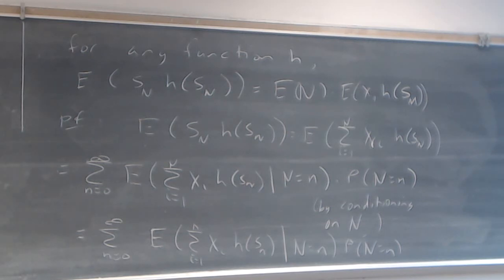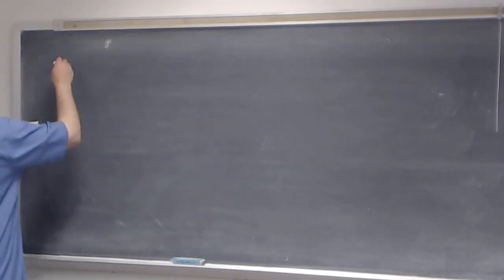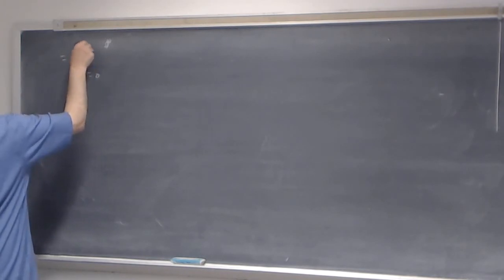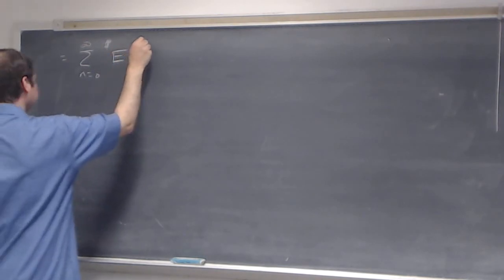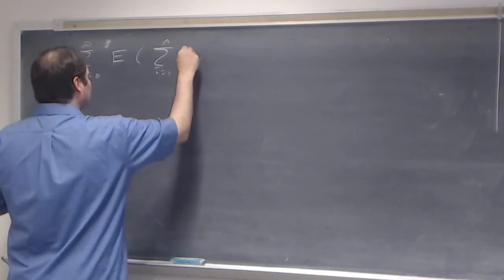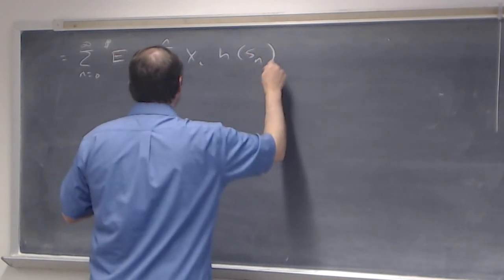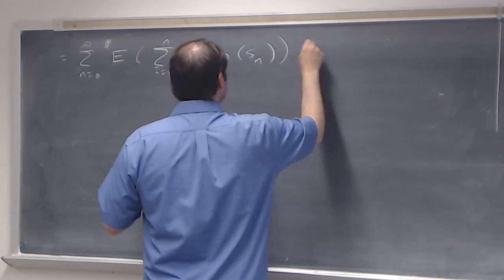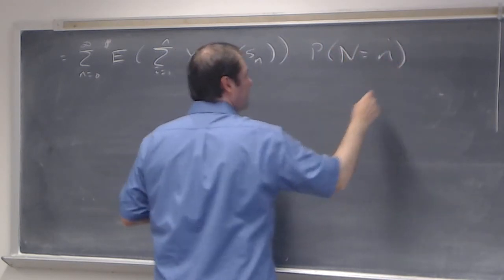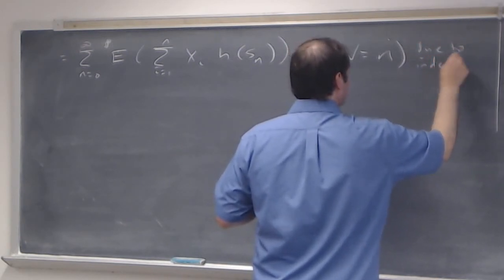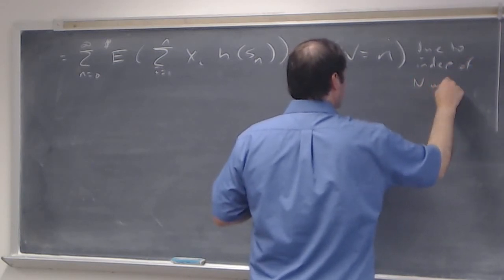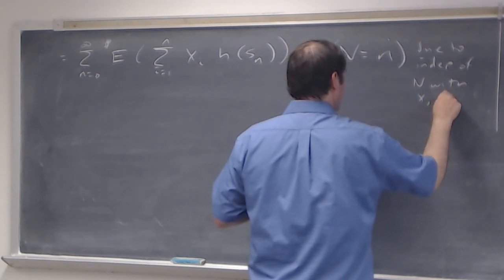And so due to independence, we can rewrite that sum we have the following way. This is equal to the sum as n runs from 0 to infinity of the expected value of the sum as I runs from 1 to little n of x sub I times h of s sub n, just that, times the probability that big N equals to n. Okay? Again, this is due to independence between of n with the sequence x sub 1, x sub 2, whatever.